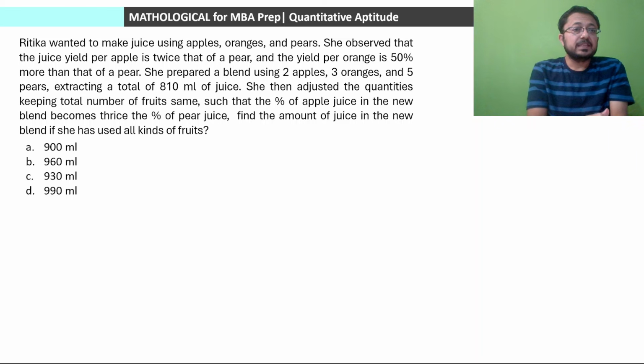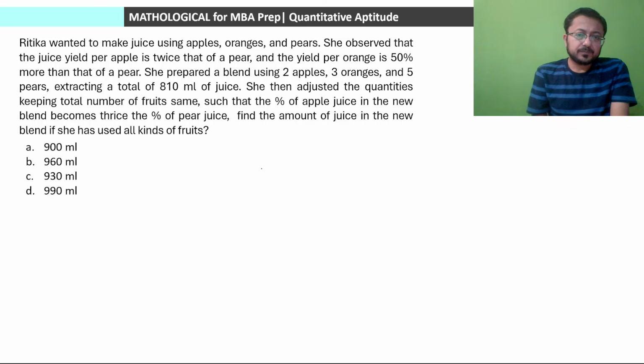नेक्स्ट वन. Ritika wanted to make juice using apples, oranges, and pears. She observed that the juice yield per apple is twice that of the pear, and yield per orange is 50% more than that of a pear. So what does that imply? कि juice yield per apple is twice that of a pear. तो अगर एक pear से 1 यूनिट जूस निकलता है तो एक एप्पल से जूस yield will be 2 units.